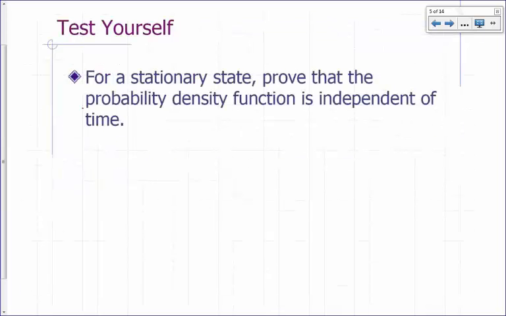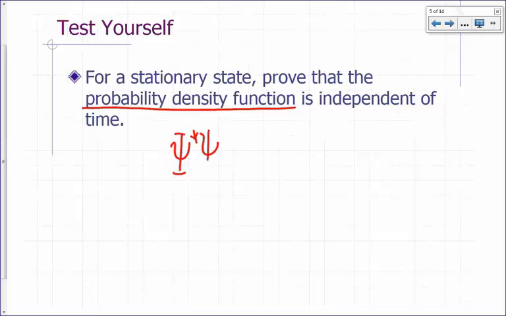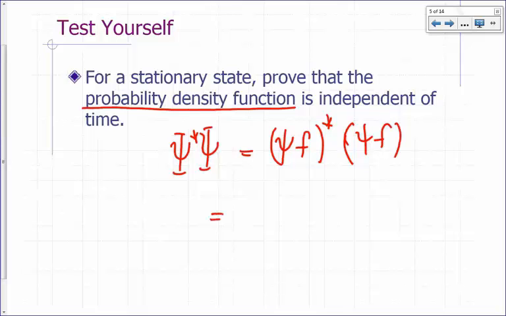For a stationary state, we can prove that the probability density function is independent of time. How do we do that? What's the probability density function? It's psi star psi, right? So what would that be? This is your probability density function. That's big psi, little psi times f star times little psi times f. What would that be? This is little psi star f star little psi f.